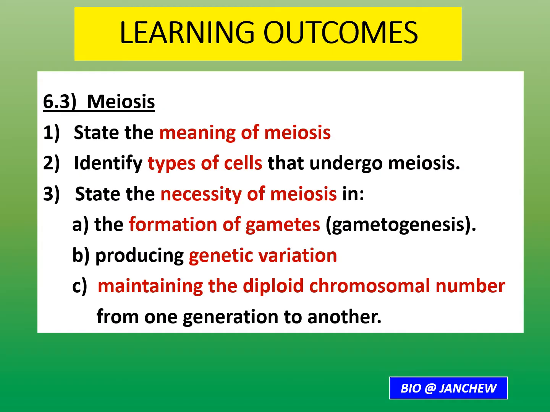The learning outcomes for this lesson are as follows. After this lesson, you should be able to state the meaning of meiosis. Number 2, be able to identify types of cells that undergo meiosis. Number 3, be able to state the necessity of meiosis in A, the formation of gametes, in the process of gametogenesis. B, the necessity of meiosis in producing genetic variation. And C, the necessity of meiosis in maintaining the diploid chromosomal number from one generation to another.